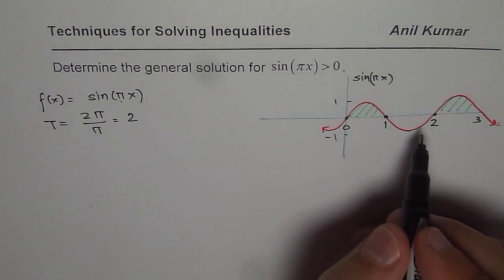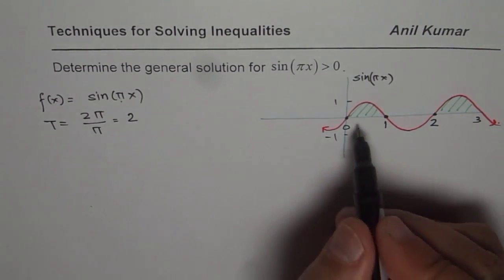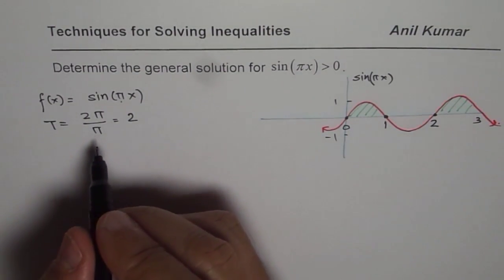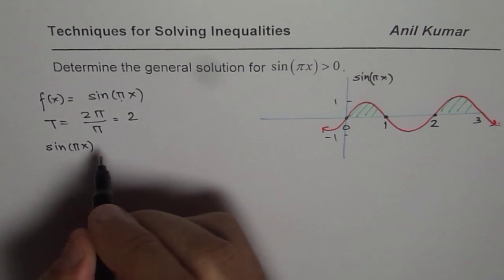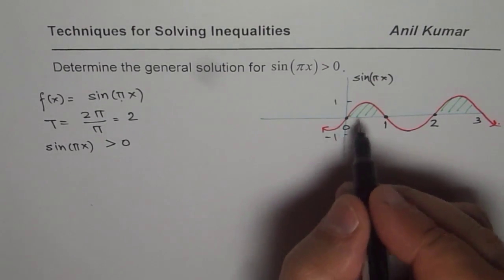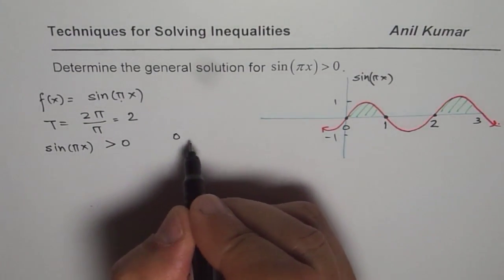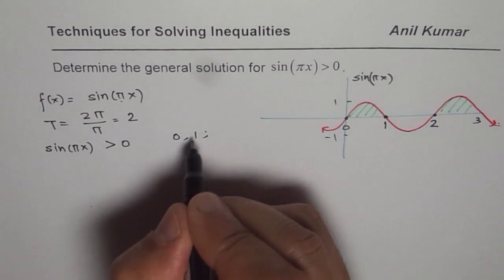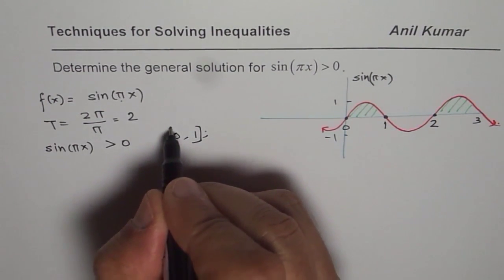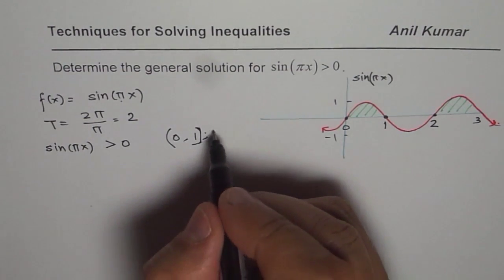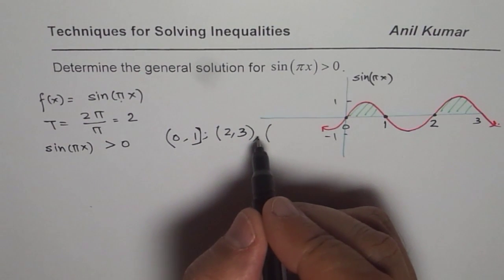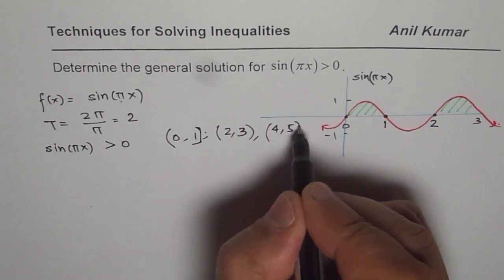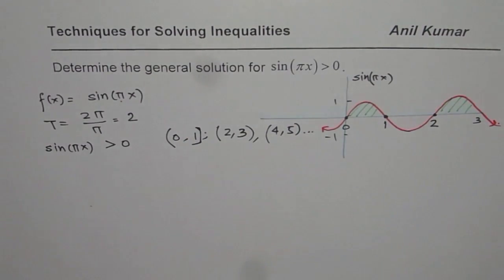So it is positive from every even number to the next number. Do you see that? So what we can say here is that sine of pi x or f of x is actually greater than 0 when the interval is from 0 to 1. That is one interval, not including these values. And then it is from 2 to 3. And then it will not be 3 to 4, it will be negative, then from 4 to 5 and so on, right? So that is the interval when sine pi x is positive.